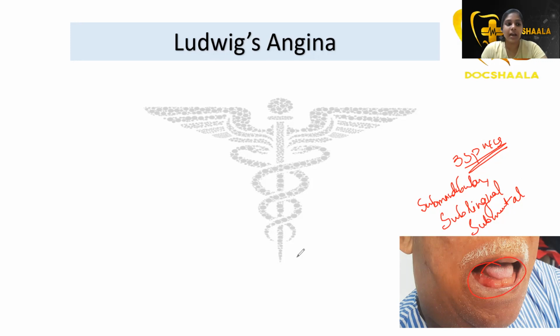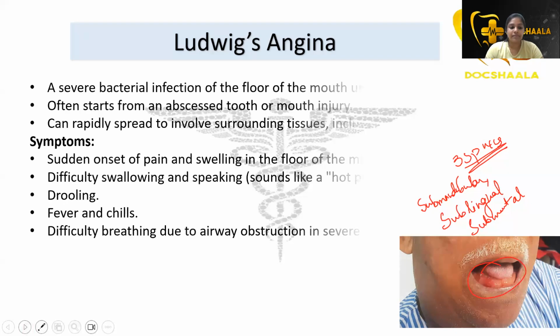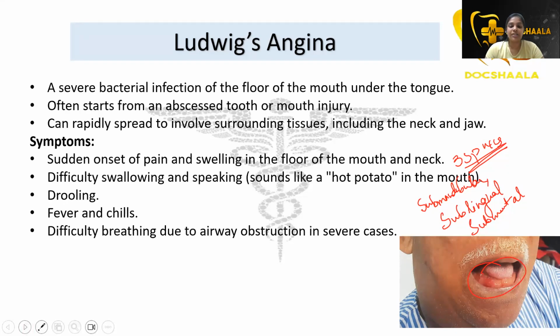Ludwig's angina. We also have a video of Ludwig's angina, so for a detailed explanation, you can go and watch that video also. We'll see a brief here. It is a severe bacterial infection of the floor of the mouth, often starting from an abscess or mouth injury, and rapidly spreading to several surrounding tissues, including the neck and jaw.